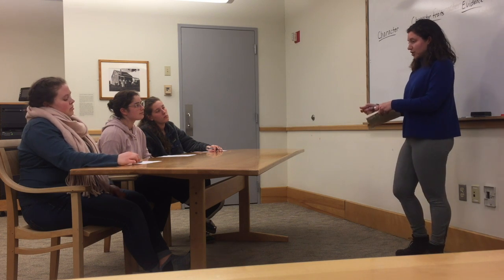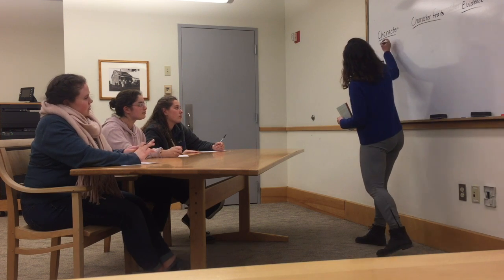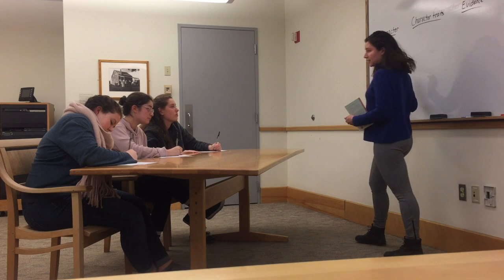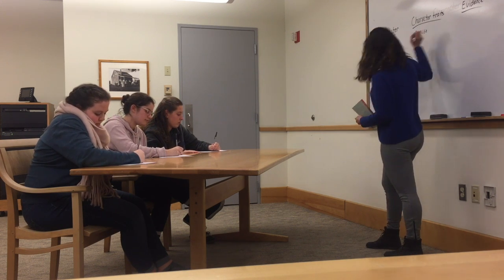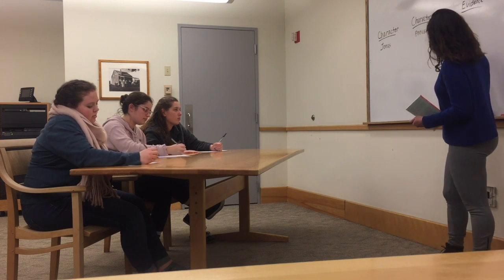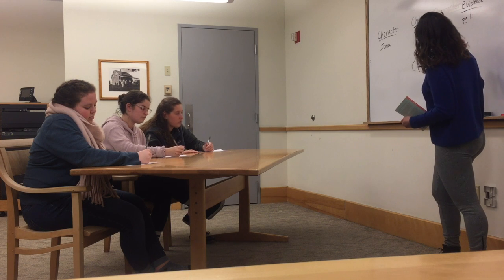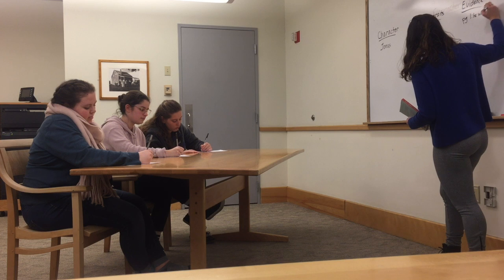So on my chart, and you have charts in front of you if you want to add this to yours as well, if you agree with me, I'm going to add Jonas. And one of his traits is that he is precise. And then in this third column for evidence, I'm going to say on page 1, he wants to use an accurate word to describe his feelings.